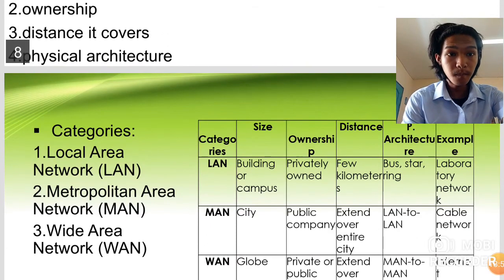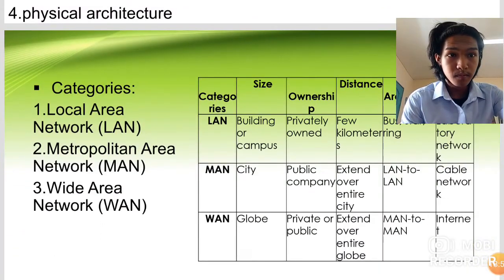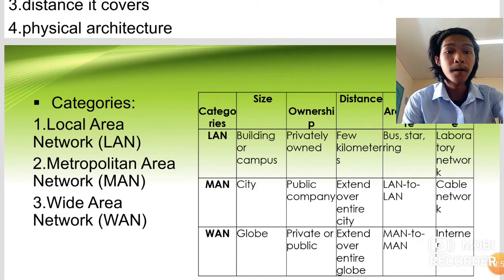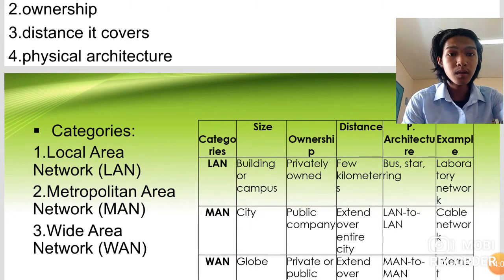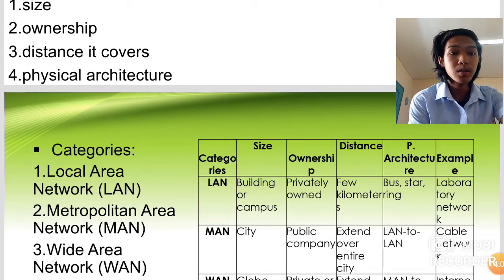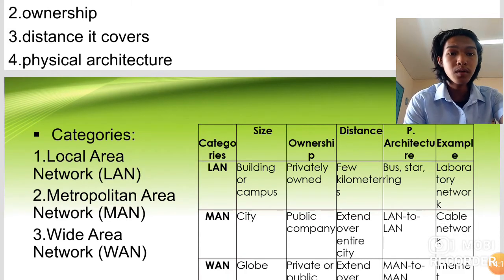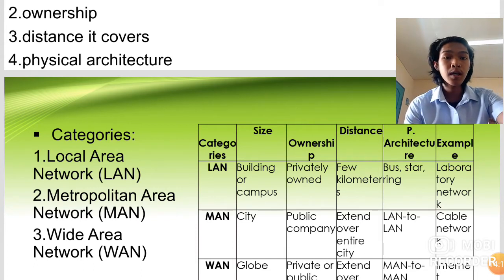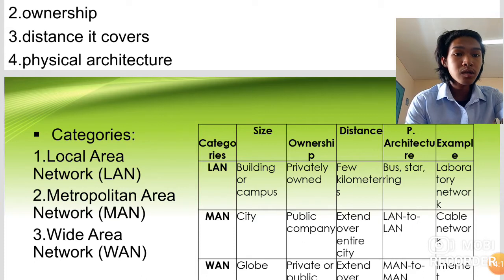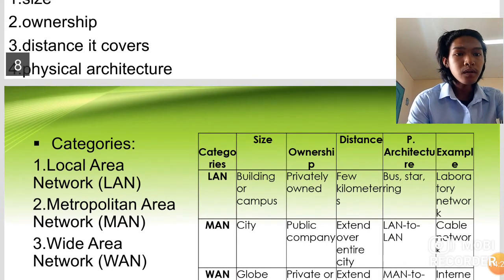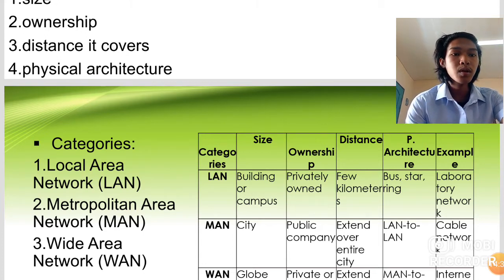Meron guys ditong table. Categories, yung size, ownership, distance, architecture, and example. Yung LAN, yung sa categories, building or campus. Yung ownership ng LAN, privately owned, distance, few kilometers. Yung architecture, bus stars, example, laboratory network.